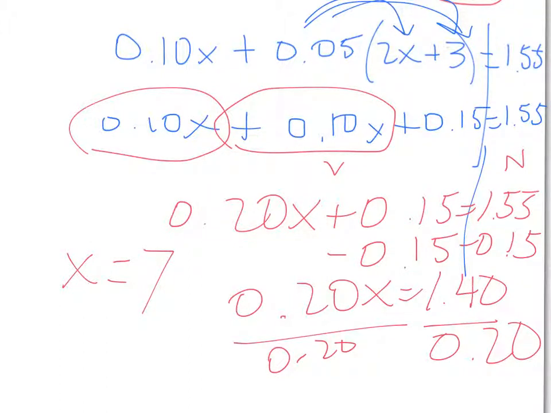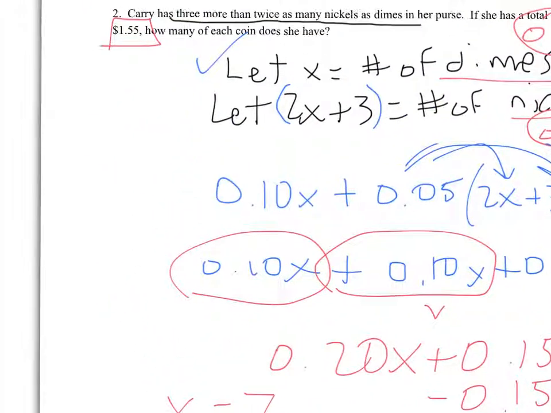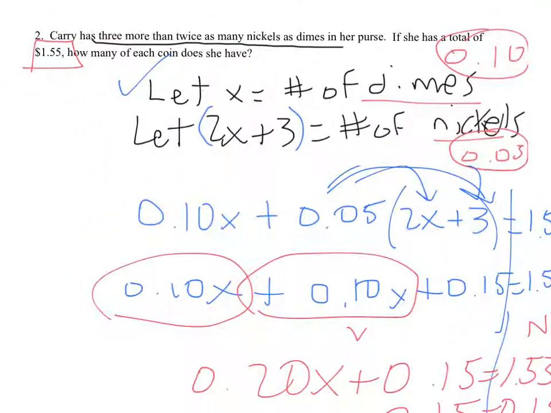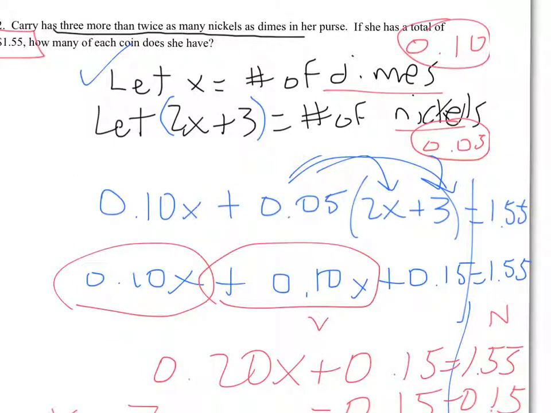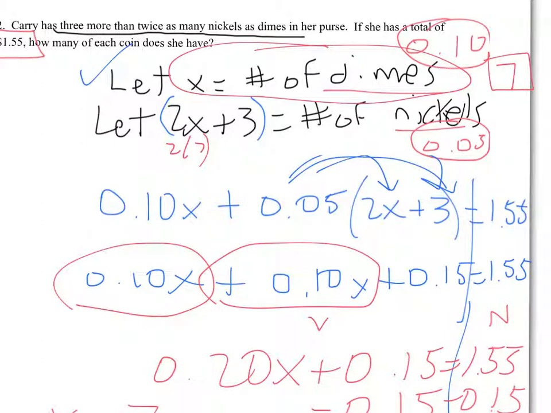So if I go find out what my question was asking for, x is 7. How many of each coin does she have? Well, if x is 7, that means she must have x dimes, so 7 dimes. And take that 7 and plug it into my nickels let statement. 2 times 7 is 14, plus 3. She must have 17 nickels. And there it is.